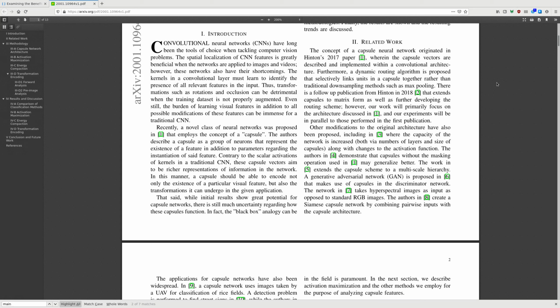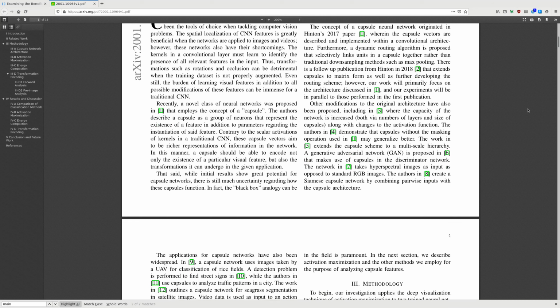There is a follow-up publication, Hinton 2018, that extends capsule to matrix form as well as further developing the routing scheme. However, our work will primarily focus on the architecture discussed in the first paper, and our experiments will be in parallel to those performed in the first publication.